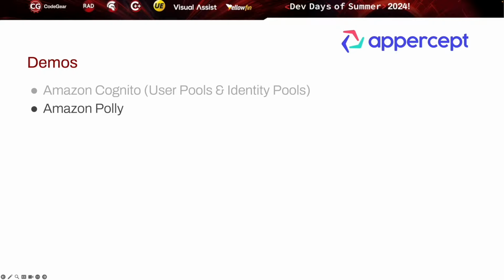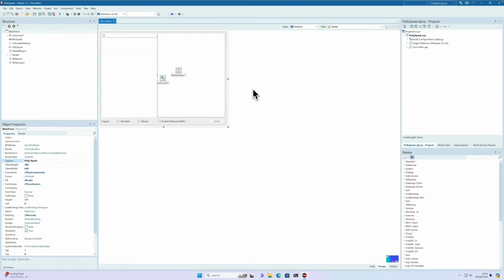Next, we're going to take a look at Amazon Polly. Amazon Polly is Amazon's text-to-speech service. It allows you to provide it some text, and it will return you an audio file that will play that text back. Okay, so let's take a look at this PollySpeak demo. This demonstrates AWS Polly, Amazon's text-to-speech engine.